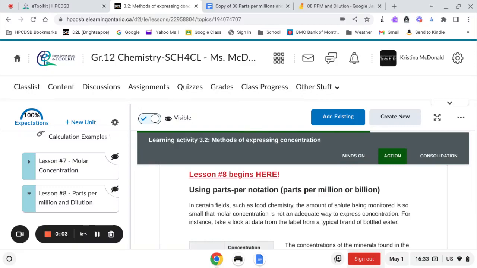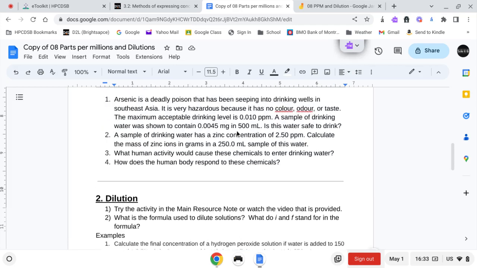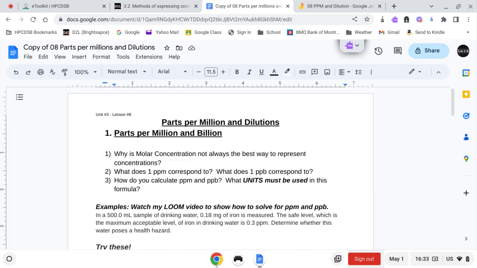Today we're going to do a lesson on parts per million and dilution. So we're into lesson 8 of our third unit in chemical quantities. And when you click on this, as usual, you'll have a "what do I do" set of instructions. You're going to be taken to the summary note here that you will see.